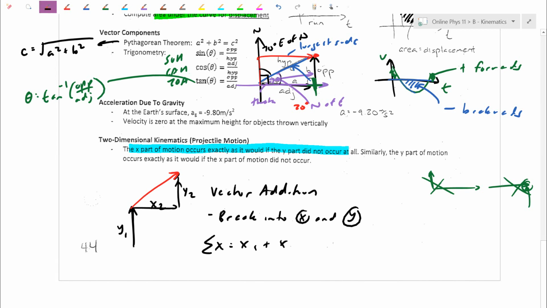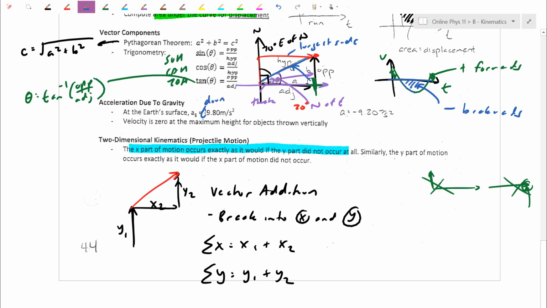I can just go x1 plus x2. I can add up the y's, which is y1 plus y2. I can add up the things that are left and right as if the north and south didn't happen, and vice versa. We talked about if we're on the Earth's surface here, the acceleration due to gravity is negative 9.8. That negative there just implies downwards.